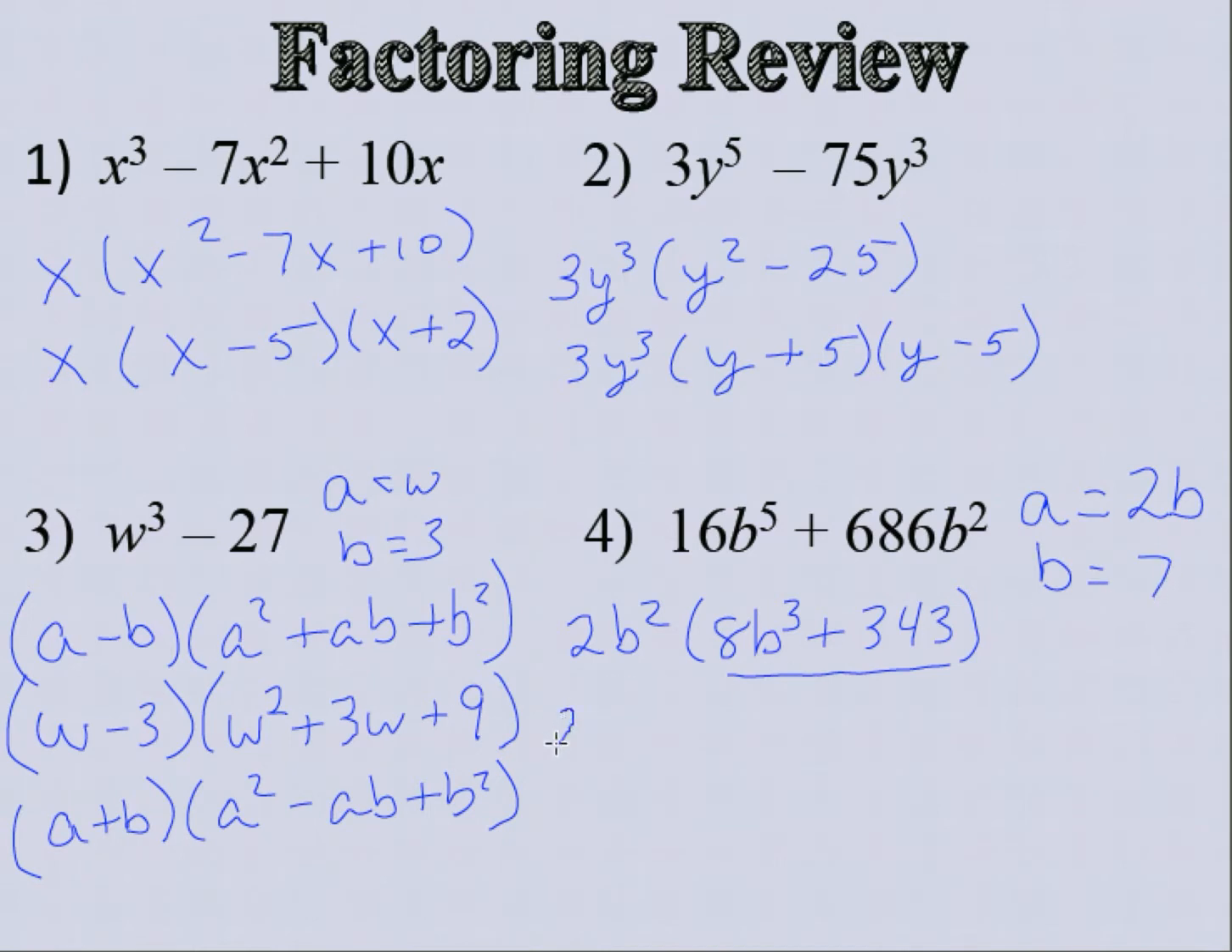So we bring this down, 2b squared. Then we do first term plus second term, a plus b. 2b plus 7 times first term squared. 2b squared is 4b squared minus first term times second term, 14b, plus second term squared, which is 49.